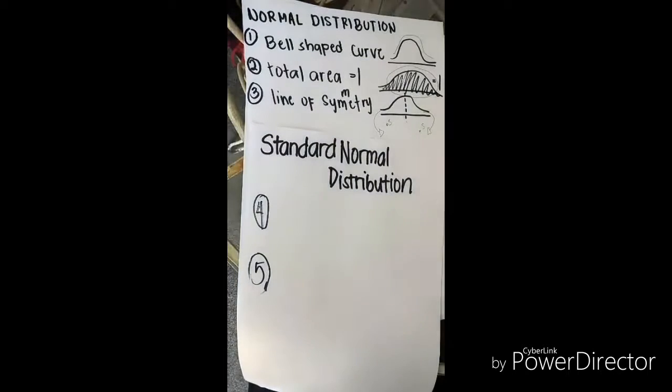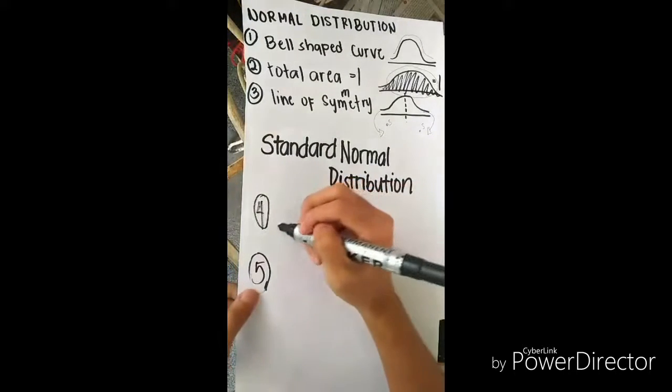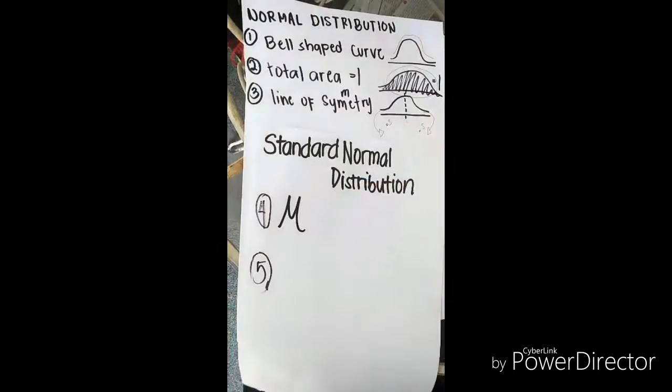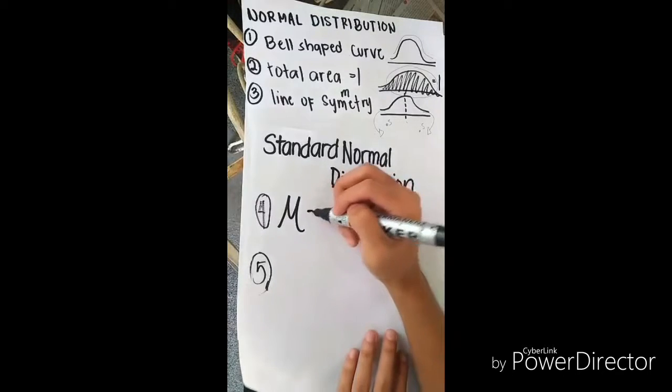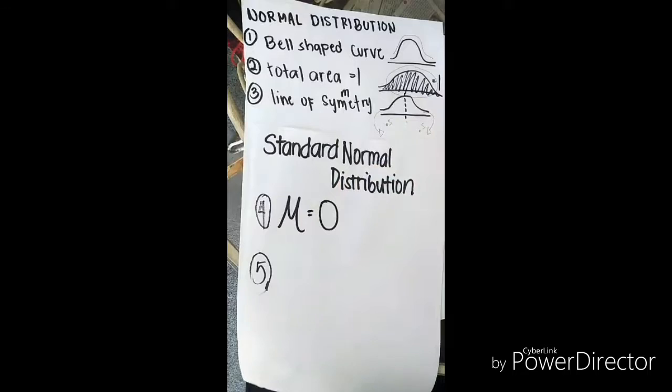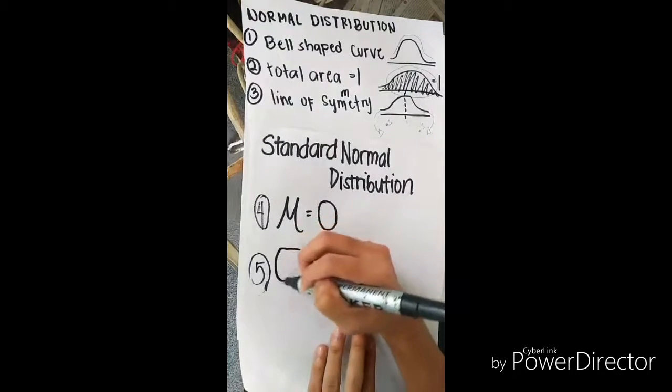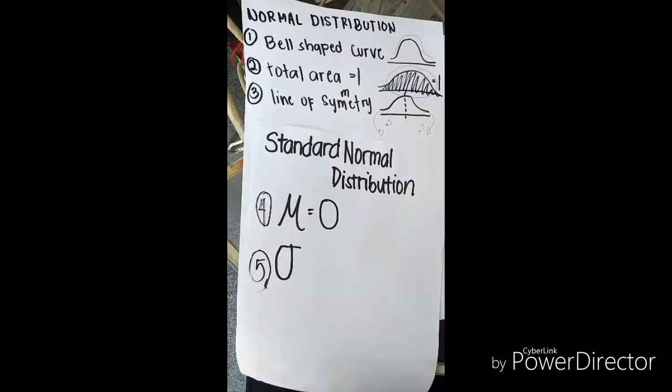Number 1, that's the mean. That Greek letter is mu, which stands for population mean or population average, same thing. The mean is going to be 0. That is what standard means: the population mean is 0. And the other thing is this Greek symbol sigma, which means population standard deviation, is systematically 1.